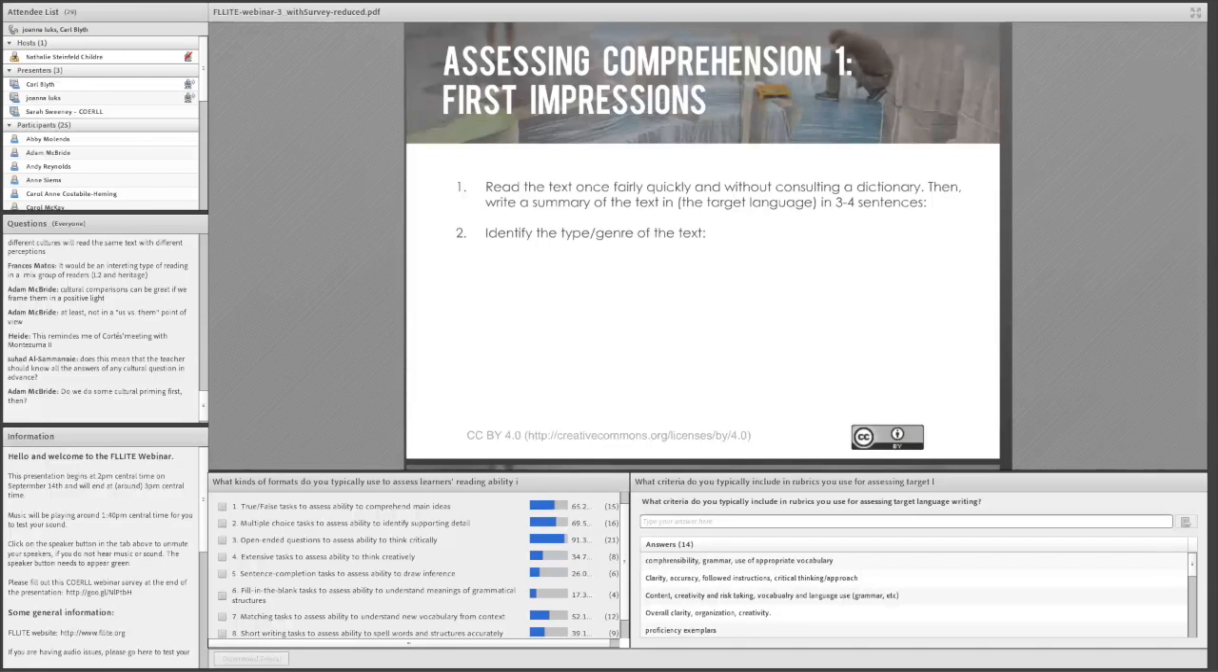So after they've read a text, one first step is to read the text once fairly quickly and without consulting a dictionary, then write a summary of the text in the target language in 3 or 4 sentences. And the second question is identify the type or genre of the text. So the instructions here are intentionally vague, right? They're unprompted in order to get students to fall exactly into the likely trap of miscomprehension.